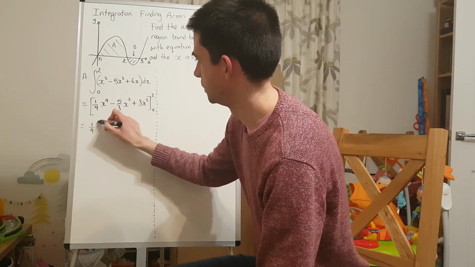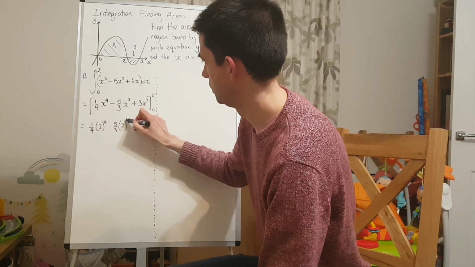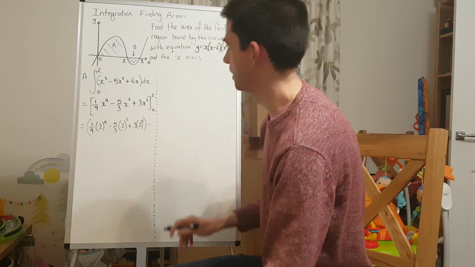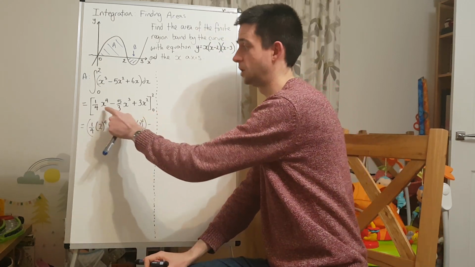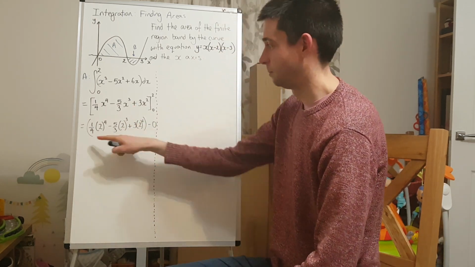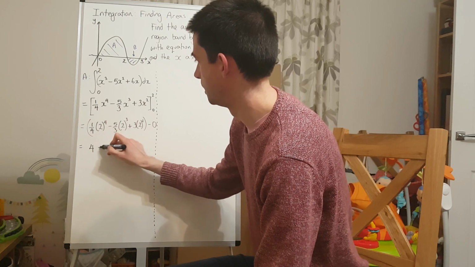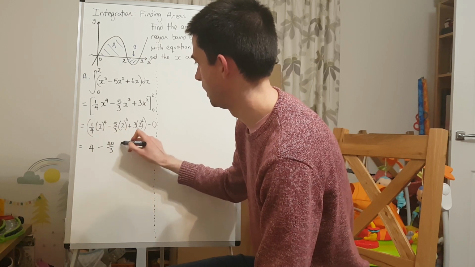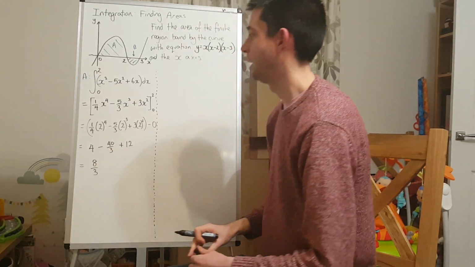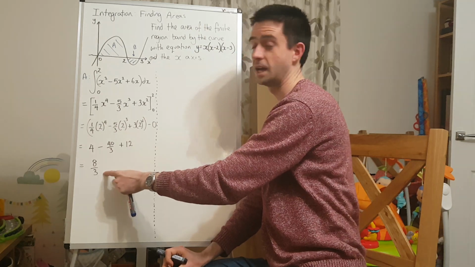So evaluate for 2, 1/4 of 2 to the power 4 minus 5/3 of 2 cubed plus 3 lots of 2 squared, and I can see that when I substitute 0 into each part of this expression here, I'm going to get 0, so I'm just going to take away 0 there, because all I need to do is work out this one. So what I've got there, I've got 4 minus 40 over 3 plus 12, which comes out as 8 over 3. So the area of just part A, this bit here between 0 and 2, is 8 over 3.